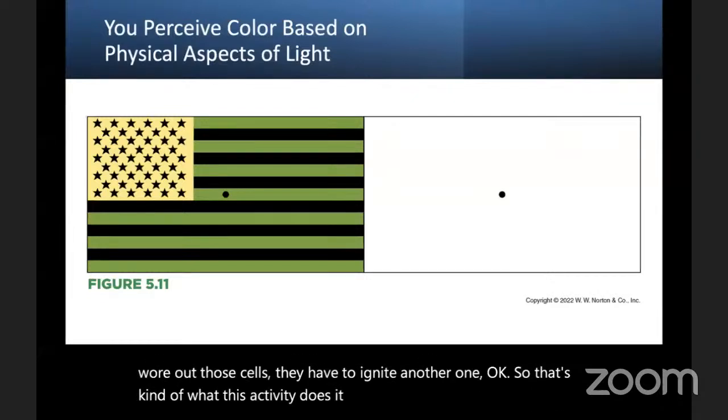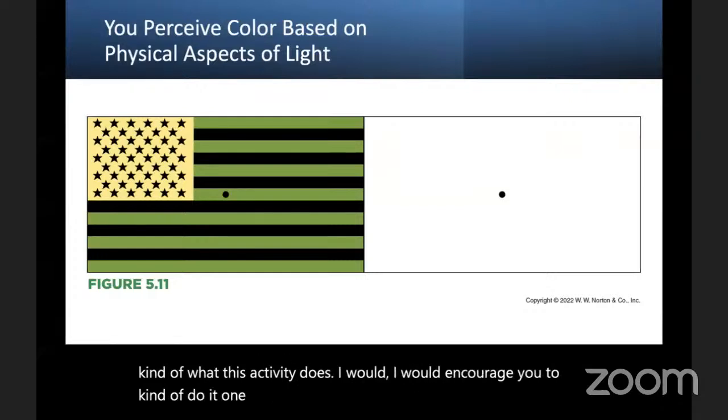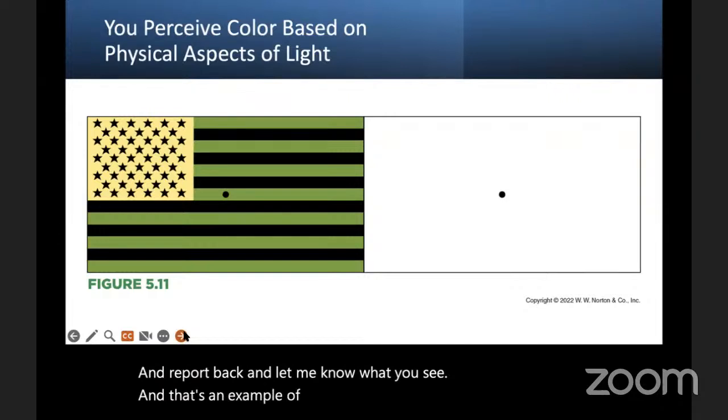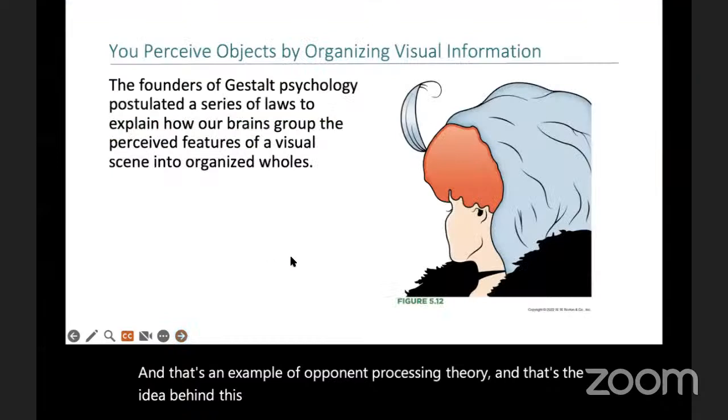I would encourage you to kind of do it when you're in a darker room and report back and let me know what you see. And that's an example of opponent processing theory, and that's the idea behind this kind of activity.